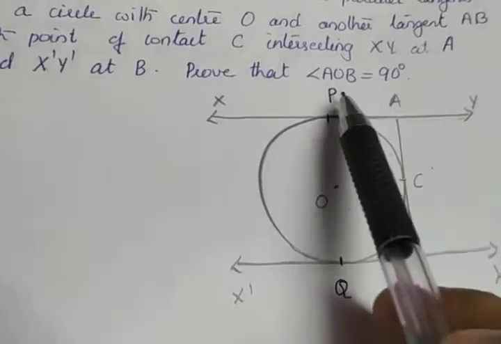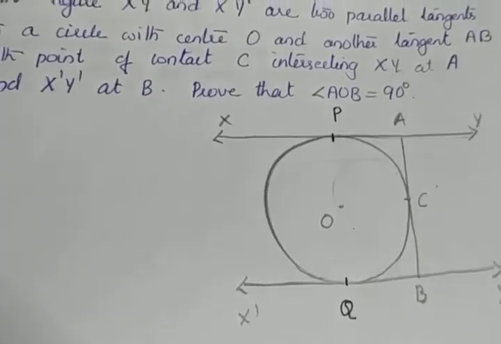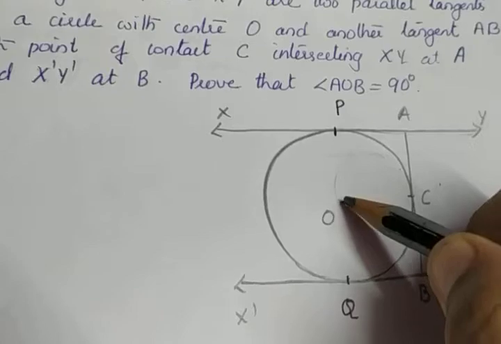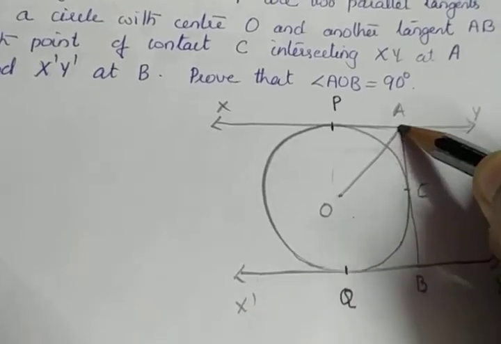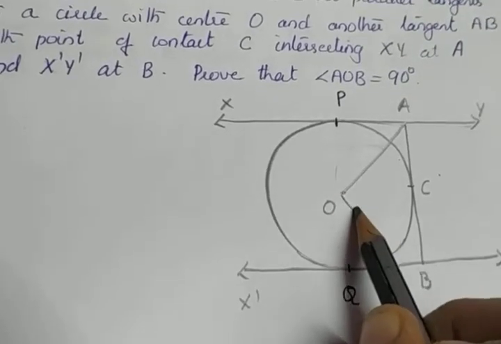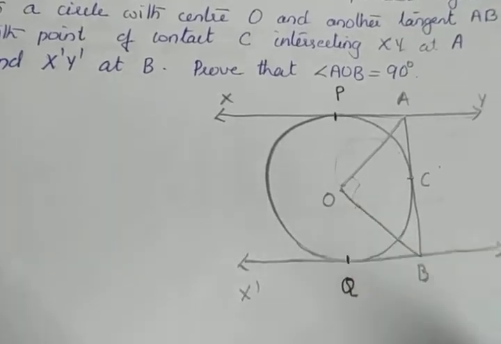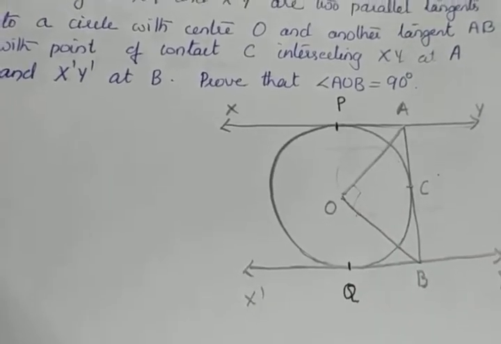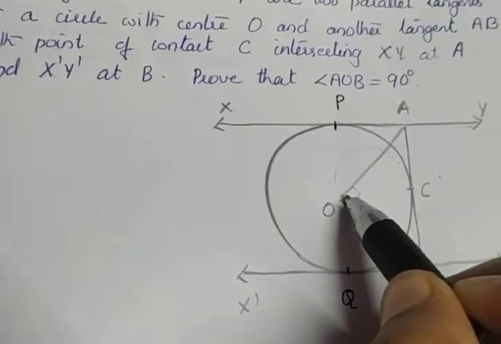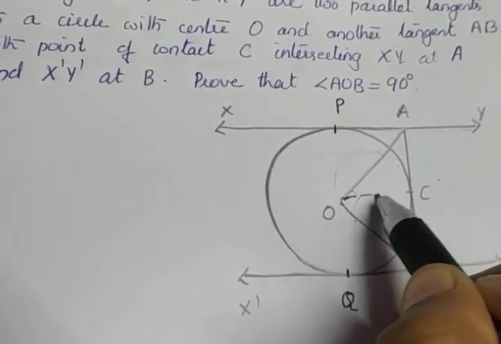And what is our question? We have to prove that angle AOB equals 90 degrees. AOB means if I join A and O, and in the same way O and B, we have to prove that this angle is 90 degrees. So we are going to do some construction. We are going to join OC.